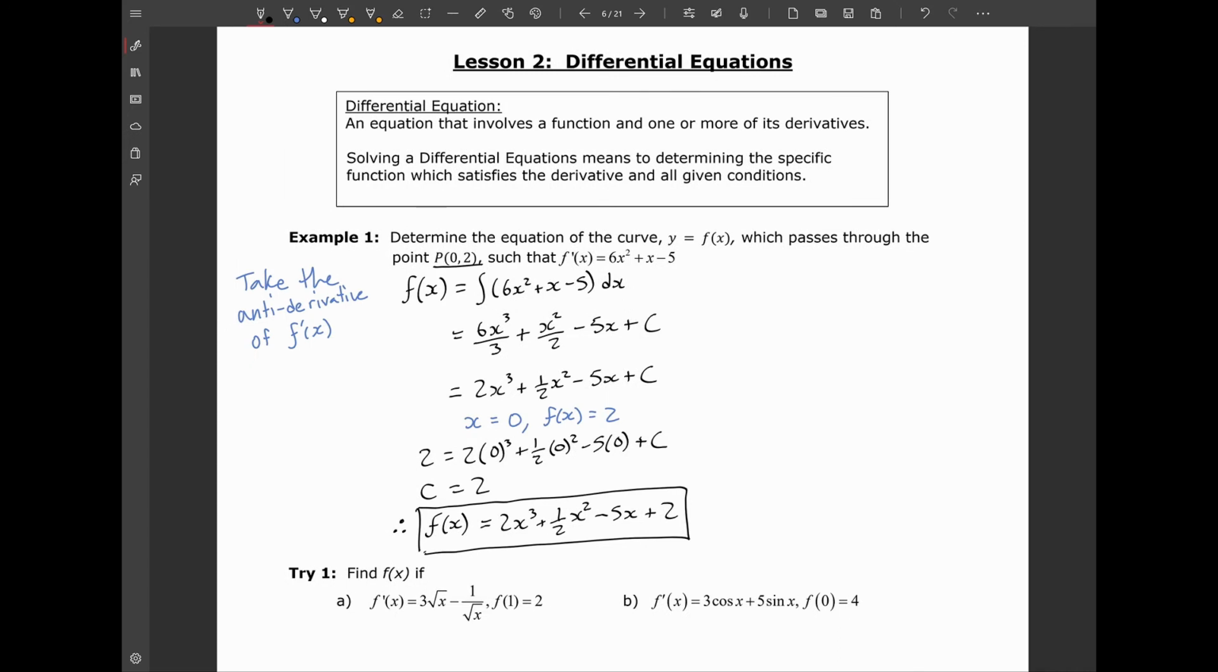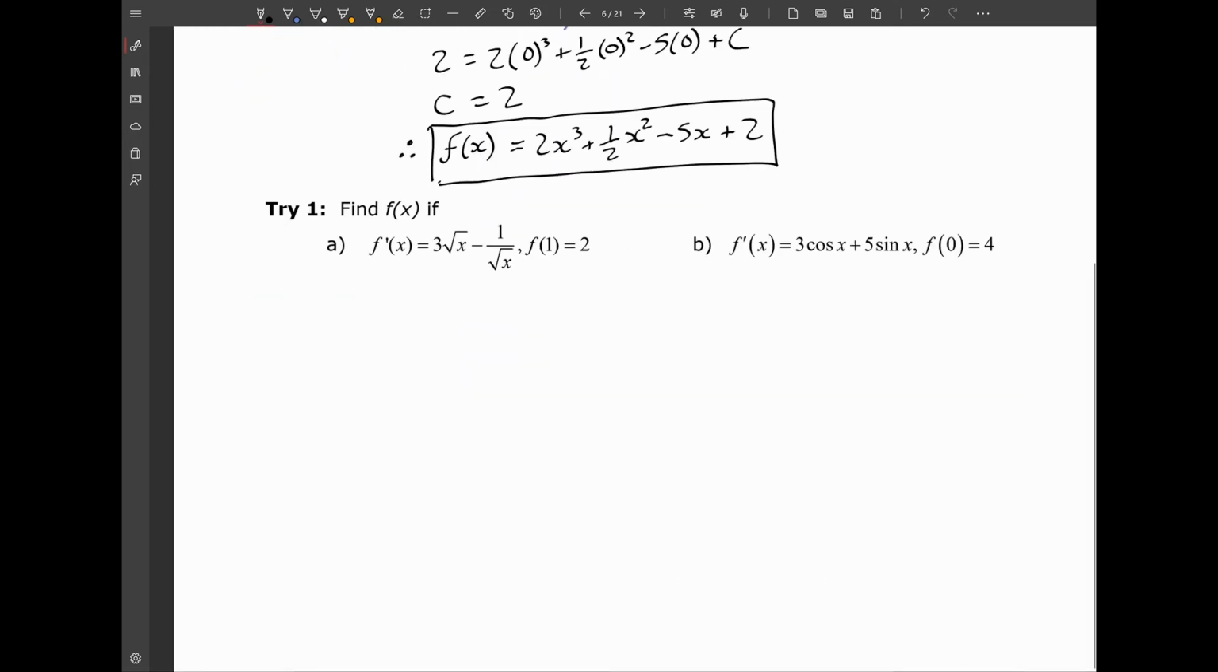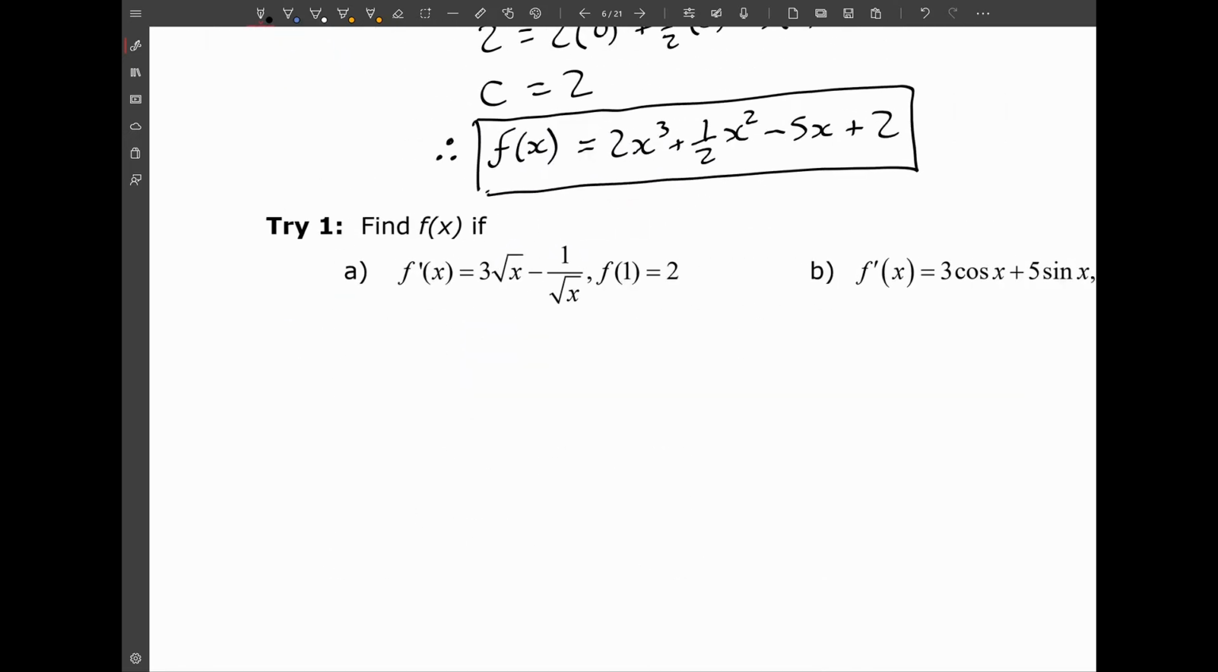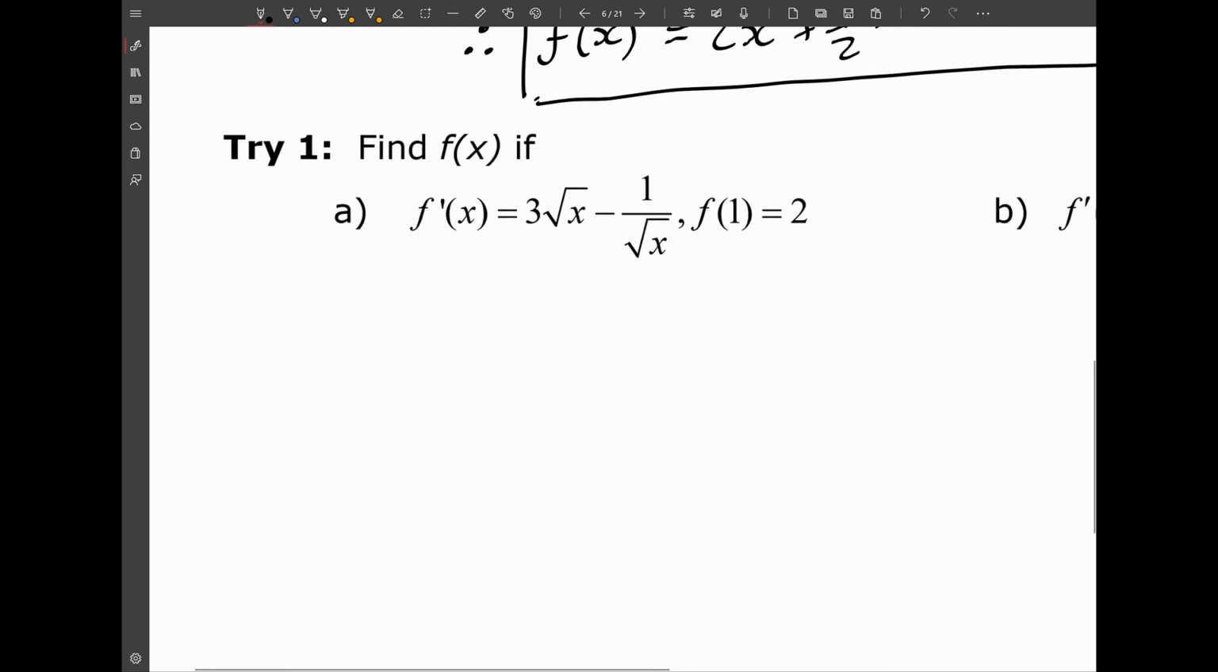So again, the big difference is this time we just need to solve for what c is. That's really what makes this different than what we did in the past. And if we check our work, we could easily take the derivative of this and get back to the beginning. And we can also tell that this equation does go through the point (0, 2). All right, tries. Remember for these, I want you to try them on your own first. And then you can come and watch the video if you get stuck.